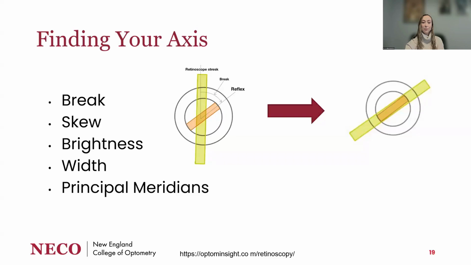It's very difficult to appreciate. You notice this scissoring effect that is not a nice, clear beam. The brightness will also be dimmer. The margins will be less distinct when you're further away from the patient's true axis. You always want to make sure that our retinoscope streak is aligned with the patient's true axis and reflex. The width of the beam tends to get wider and less defined as well, the further away you are from the patient's true axis.